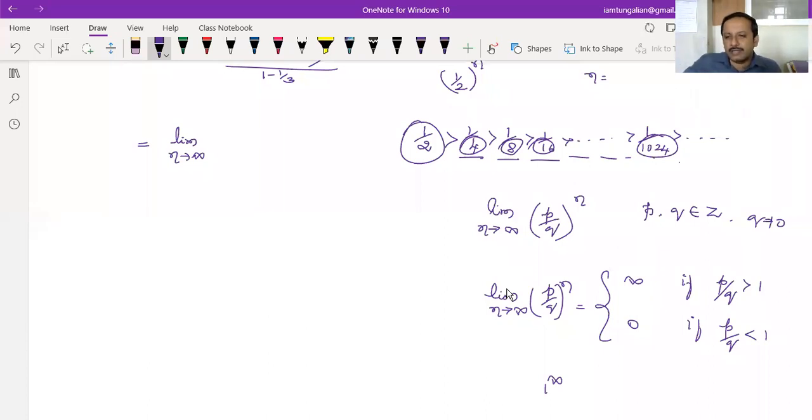So now you just remember that for any fraction p by q with power n, if you take that power to infinity, the value of that fraction will become infinity if that fraction is greater than 1, and it will become 0 if that fraction is less than 1. Therefore, 1 by 2 being less than 1, 1 by 2 whole power n, as n tends to infinity, will become 0. Similarly, 1 by 3 is also less than 1, so 1 by 3 whole power n will also become 0 when n tends to infinity.